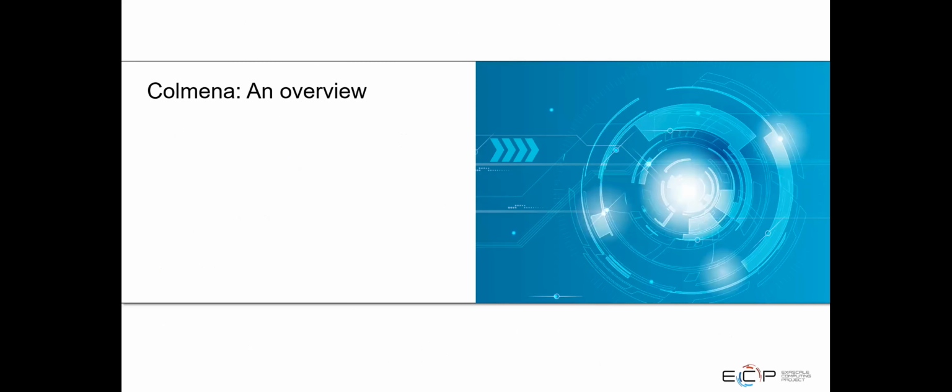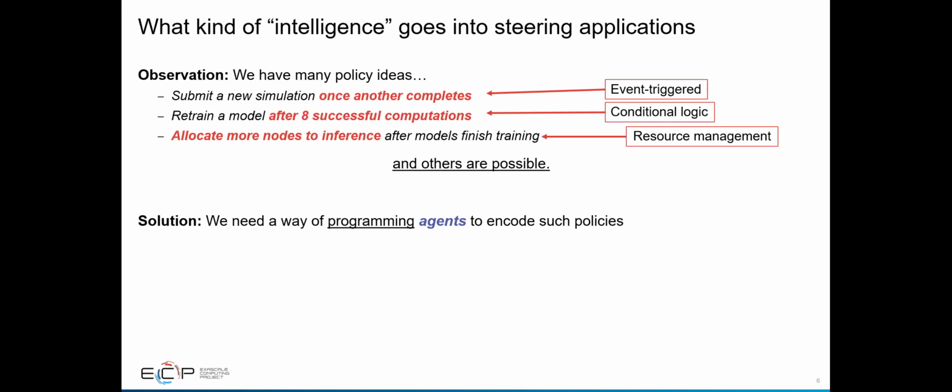Colmena has been our approach for being able to do that. And one of the things we noticed right away was the kind of strategies that we could come up with for doing this HPC steering were quite diverse. We could have simple event-based logic, like when one simulation completes, submit another. We could have conditional logic, like retrain models after 8 simulations complete successfully, or things dealing with resource management. And these are just 3 strategies that one might use when developing a steering program.